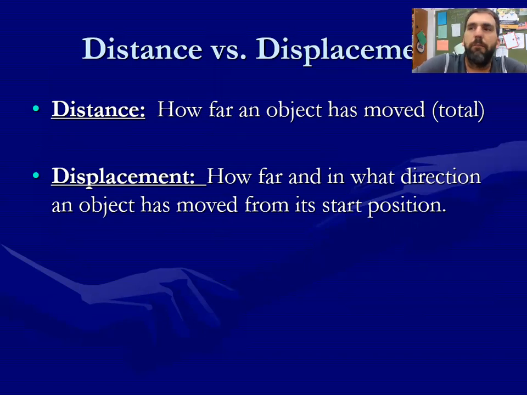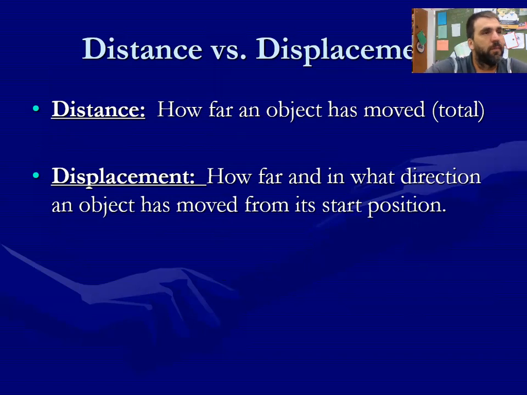But distance is how far it moves. Displacement is how far and in what direction. So let's say that Owen lives, he probably doesn't live that far. Let's just say he lives 0.8 of a mile from school, okay? And he goes from home to school and then from school to home. What's his distance? How far did he move?